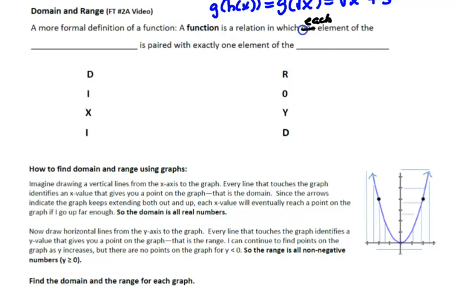each element of the domain is paired with exactly one element of the range. So let's review what domain and range means. And to do that, I want to bring in a guest, my cousin from West Virginia. I'll let her introduce herself.